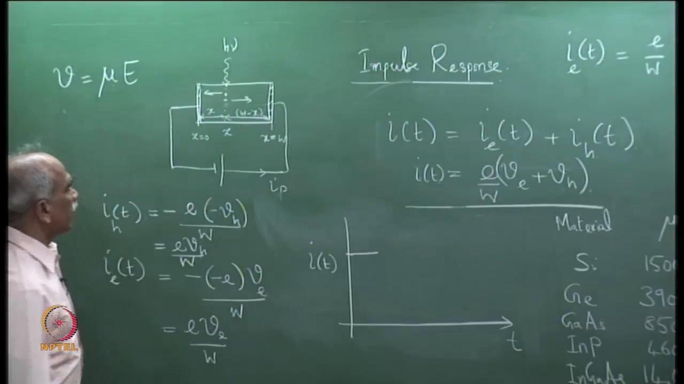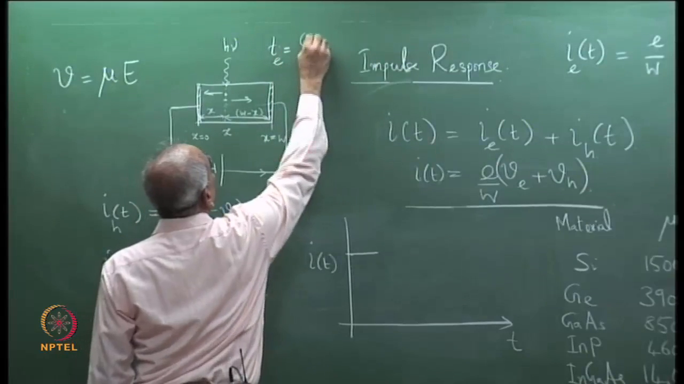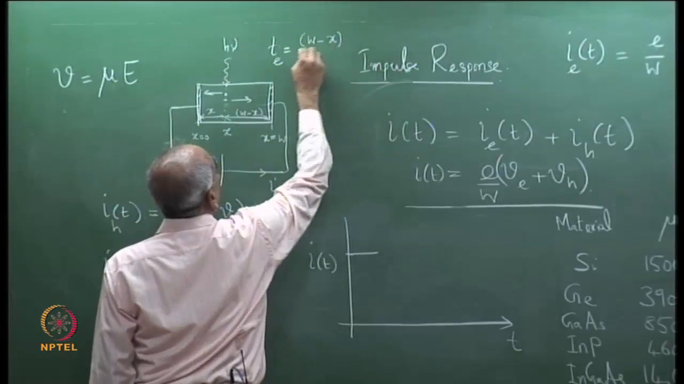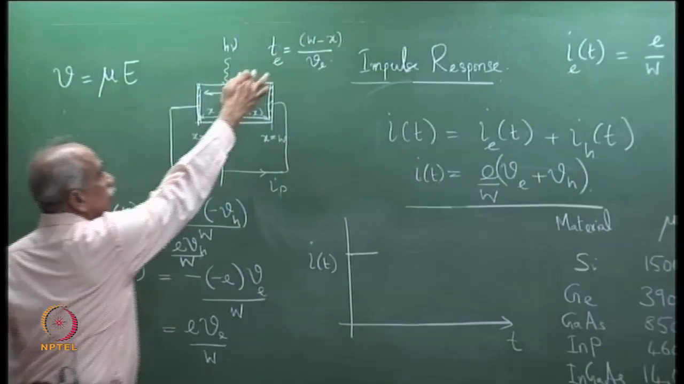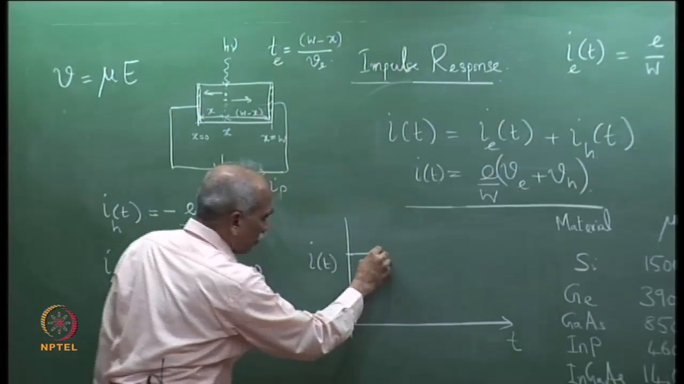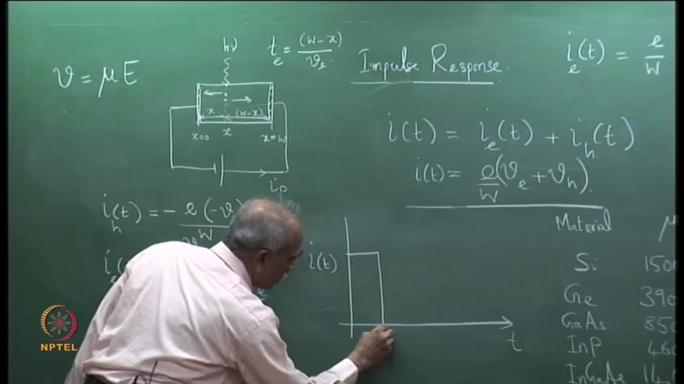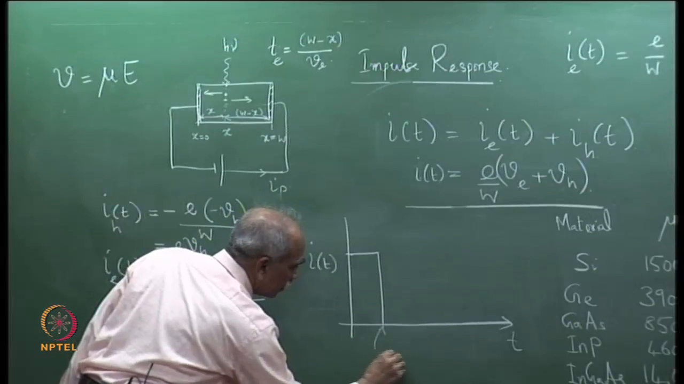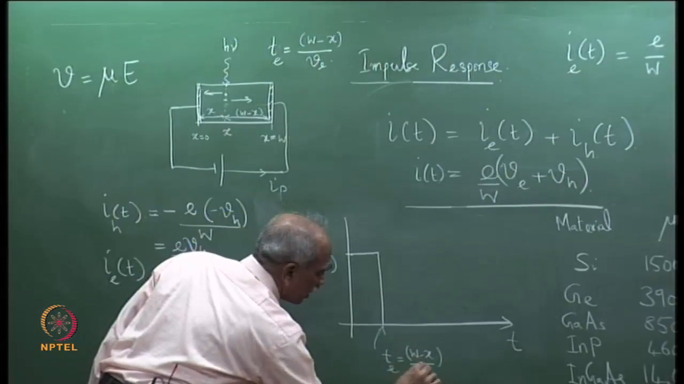So, this is X and this is W minus X. So, distance divided by velocity, so T e is equal to W minus X divided by V e. And that is the time taken. So, up to that time T e, the current will persist and then it will drop down to 0. So, this value here is T e is equal to W minus X divided by V e.